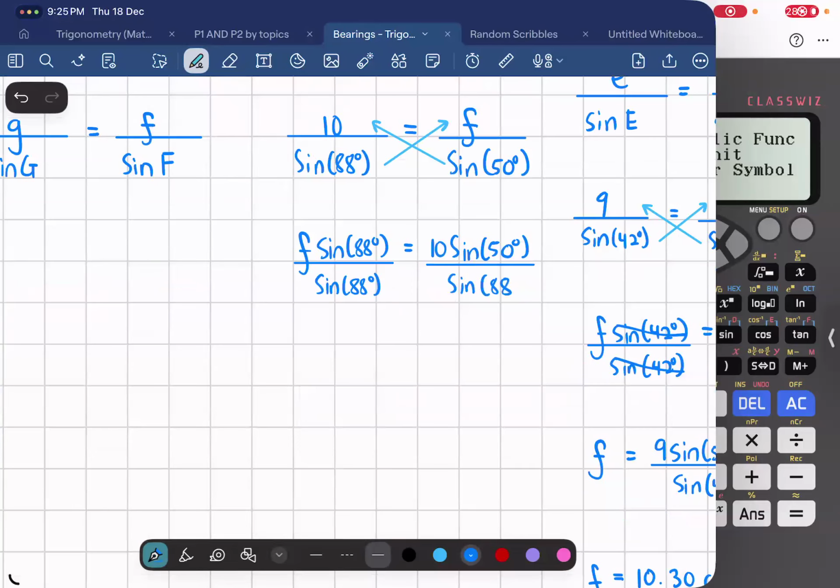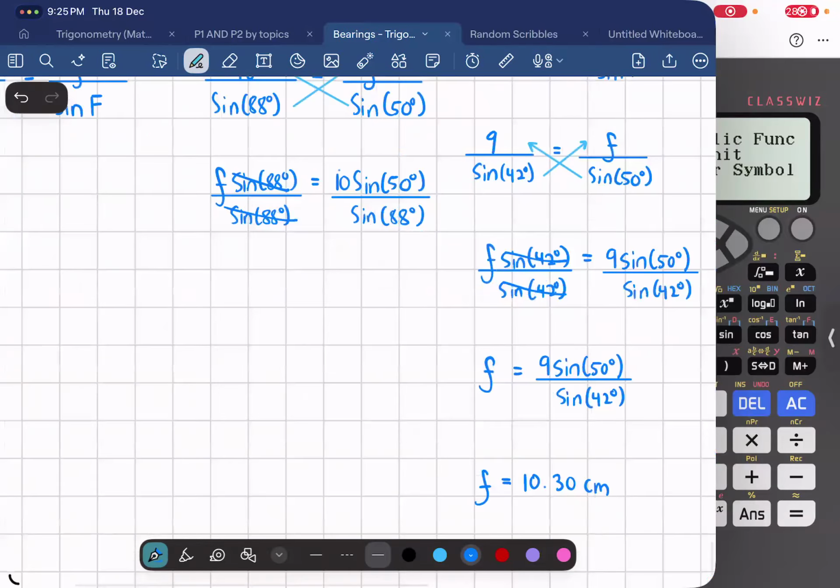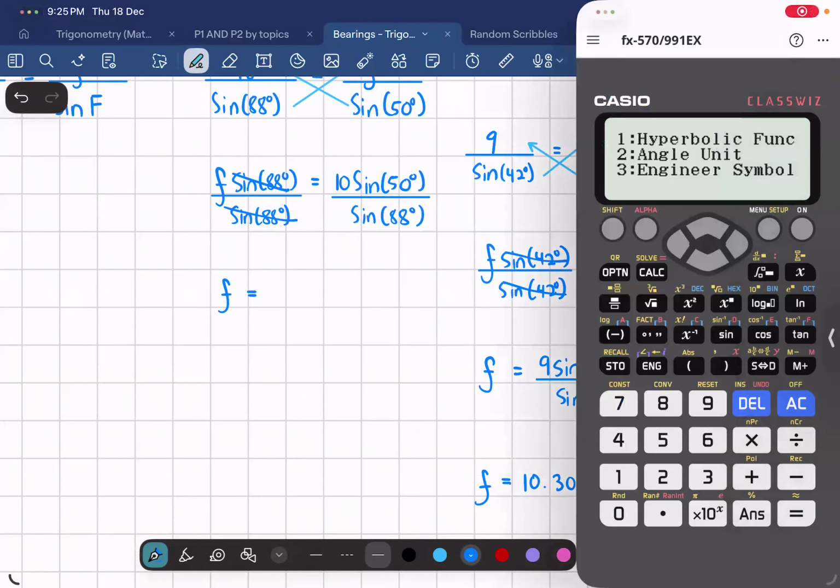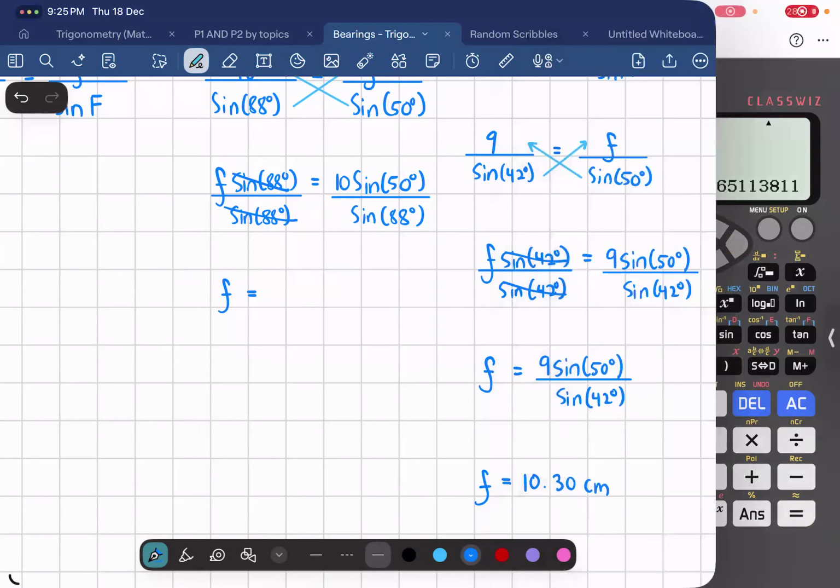So time for the magic to happen, right? Somebody might be like, what? Plug this into your calculator. You're supposed to get 10.30. If you don't, I'll cry. Let's see, sine. Wait, that's a small bracket. Sir, I get 7.6.